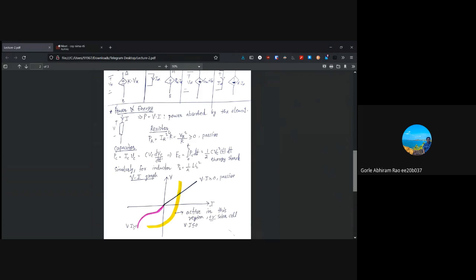And if we write the relation for a resistor, the power dissipated in the resistor is going to be IR square into R, or it can also be written as VR square by R, and this is definitely greater than or equal to 0, and hence from this we can conclude that our resistive element is passive.